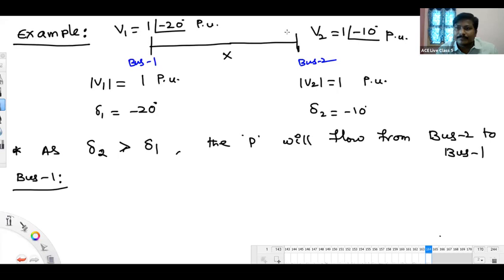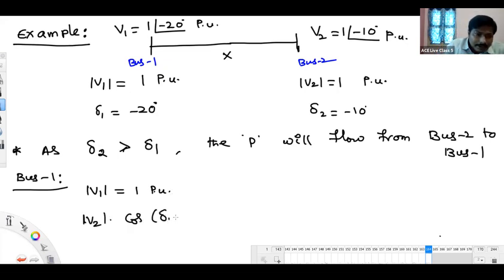Who is your reference? Stop writing and just listen. Bus 1 is the reference. We are standing at bus 1, which means bus 1 itself is our reference. So mod V1, you should take directly as 1 per unit, whatever is given. Next, bus 2 voltage referred onto bus 1: V2 cos of (delta 1 minus delta 2). So it is 1 into cosine of this angle gap.